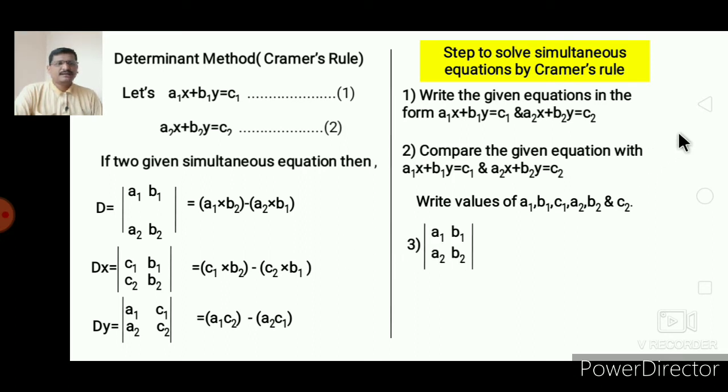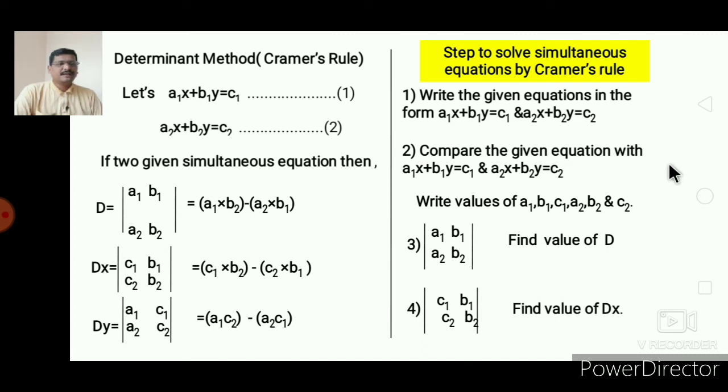Next step, find the value of D which contains elements a1, a2, b1, b2. Means the value of the given determinant is a1 into b2 minus b1 into a2. Next step, find the value of Dx which contains elements c1, c2, b1, b2. Therefore, the value of the given Dx determinant is c1 into b2 minus c2 into b1.